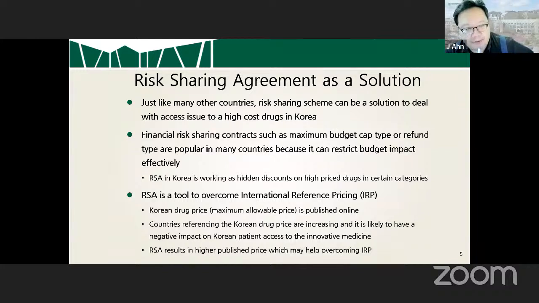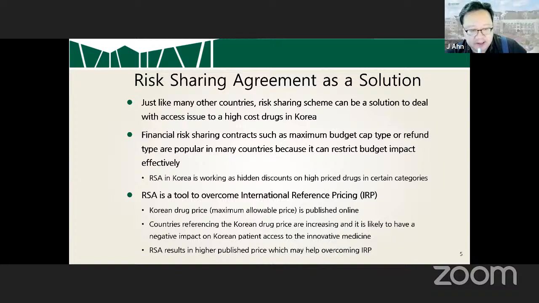Risk-sharing agreement is popular because it is viewed as a solution for expensive or innovative drugs. Just like many other countries, it is the solution to overcome international reference pricing. A lot of contracts in risk-sharing agreements in Korea involve financial risk sharing, so there is a nominal price, but actually there is some financial rebate, which is calculated in many different ways. One popular way is setting up a budget cap, or setting the percentage of the refund, or sometimes setting a cap on the per-patient cost, or any other way, as long as our payer and the company agree upon it and put it into the legal contract.